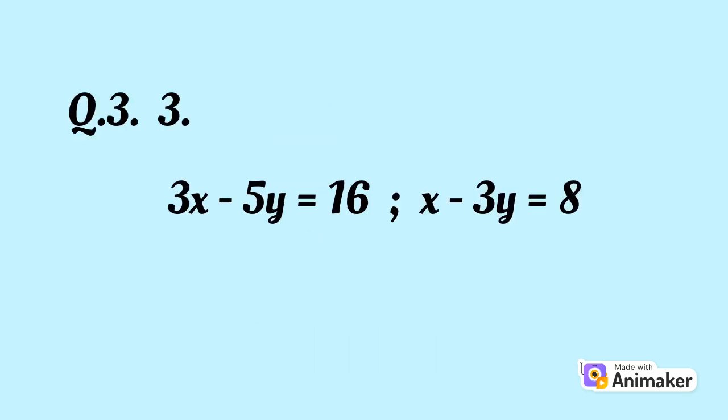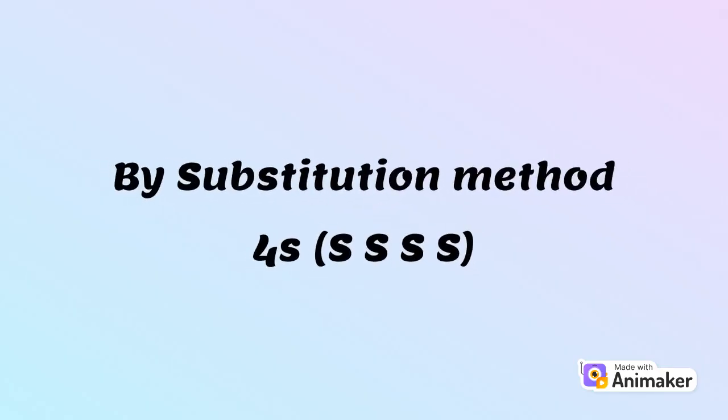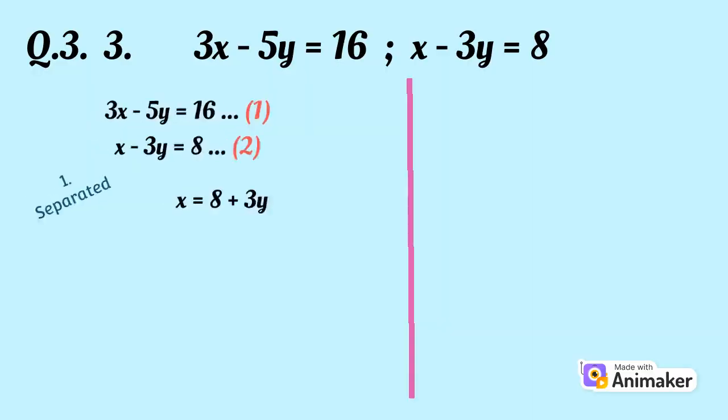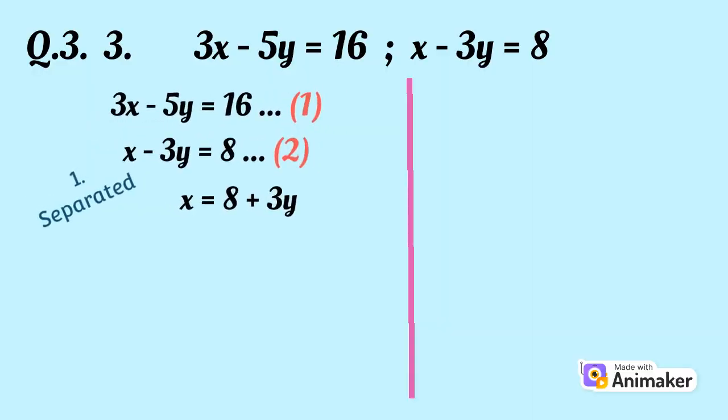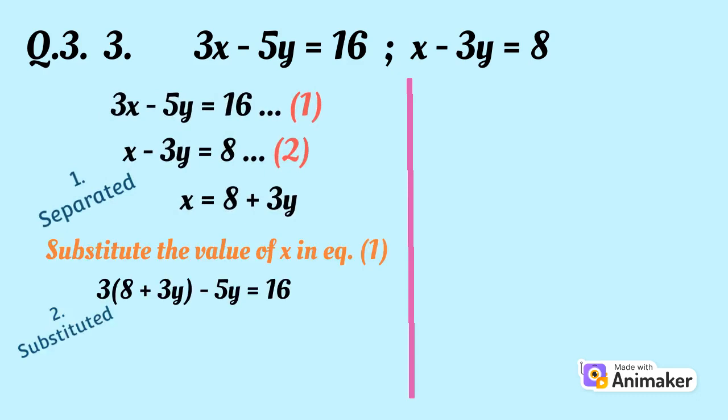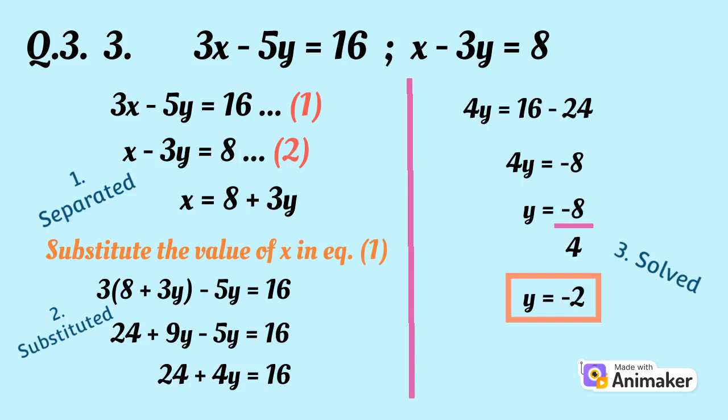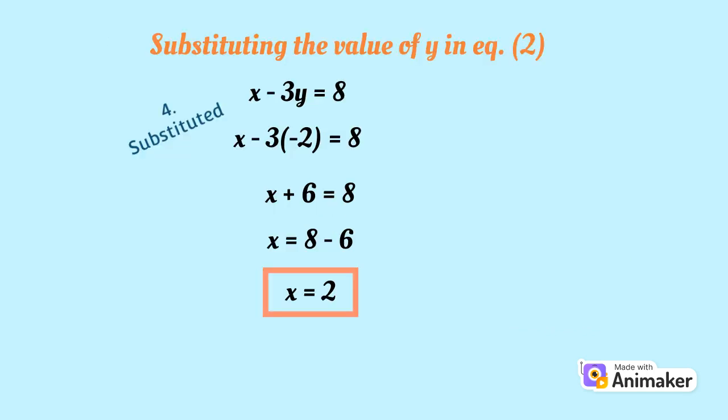Third one. This equation will be easier to solve by the substitution method. In the second equation, we separate x and the remaining expression becomes its value. Then we substitute this value of x in equation 1 and solve further to get the value of y. Again, we substitute the value of y in equation 2 to get the value of x. Hence, 2 and minus 2 is the solution.